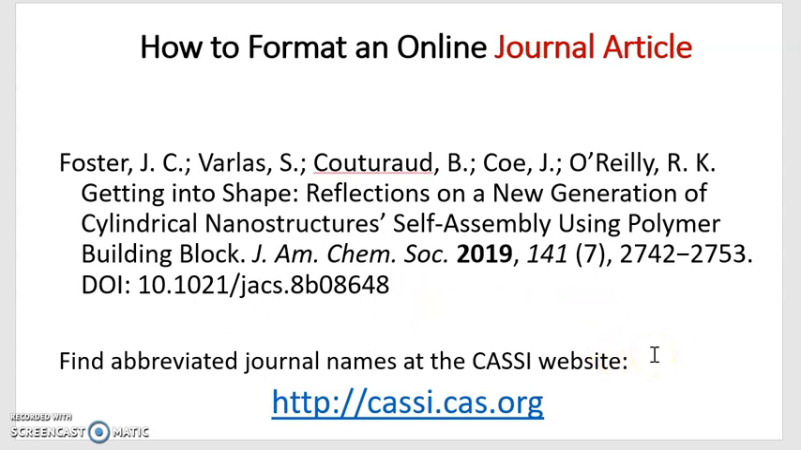Here's how to format a journal article. Here are all the authors' names separated by semicolons. You have the title of your article in regular type, then the abbreviation, official CASI abbreviation in italicized print. Again, the year is bolded, comma, volume number in italicized print, issue number in regular print, in parentheses, a comma, and a page span, and a DOI. Again, you would get those abbreviations at CASI.